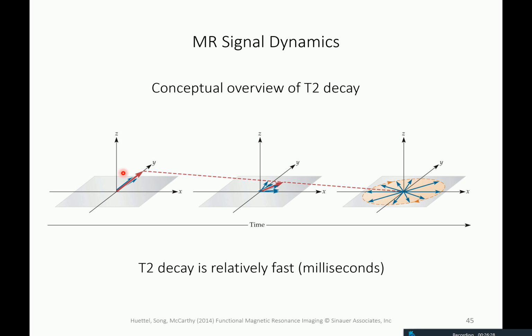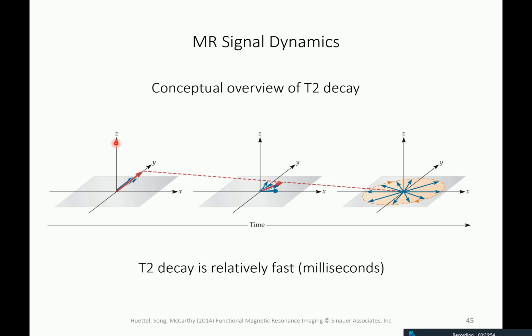So this now shows finally a picture of the first thing that happens. And the first thing that happens, unfortunately, is T2 decay and not T1 decay, because that's fast, happening on the order of milliseconds. This shows a graphical representation of the idea.